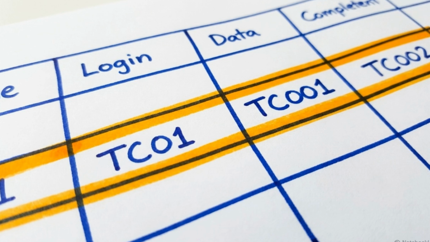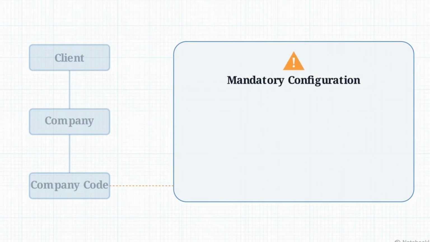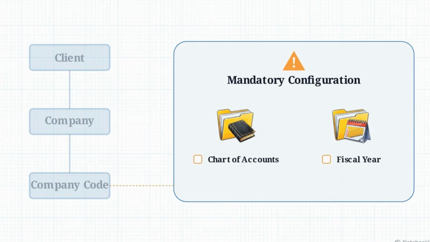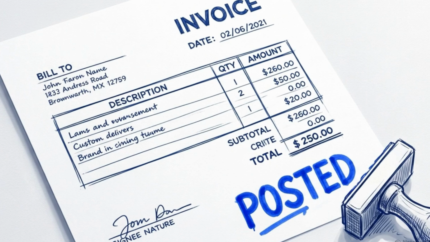The baseline hierarchy is built. However, mandatory technical requirements, like assigning a chart of accounts and defining a fiscal year, are still needed before the system will allow you to post your first live invoice.